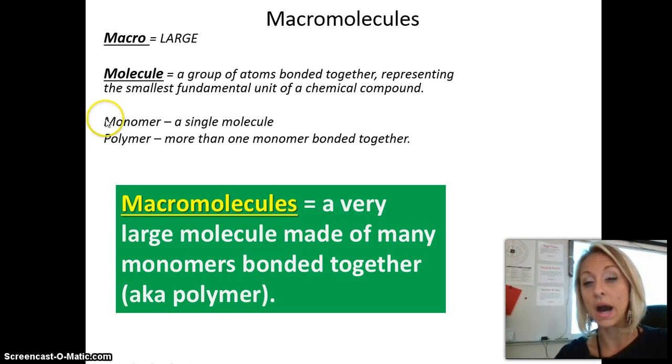Macromolecules are made from monomers. A monomer is one single molecule. So a macromolecule could also be considered a polymer because a polymer is many monomers bonded or joined together.